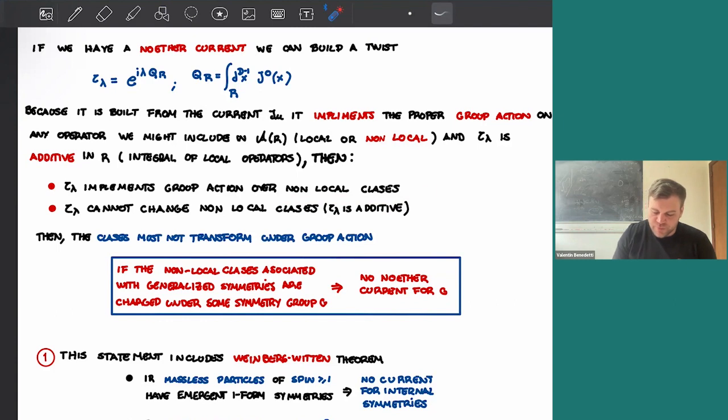So to make the reverse statement, this essentially is a proof that if the non-local classes associated with generalized symmetries are charged under some symmetry group G, then there cannot be another current for such symmetry group.